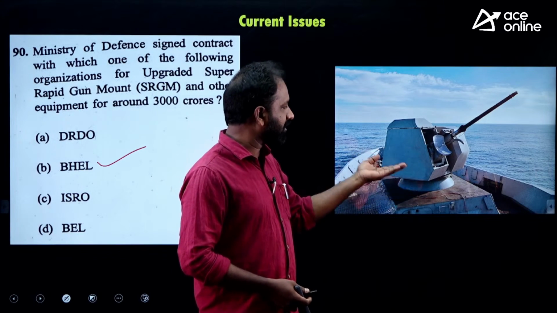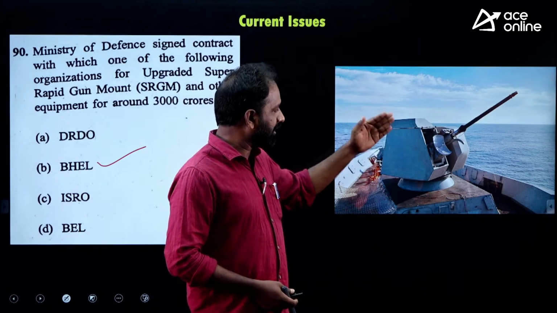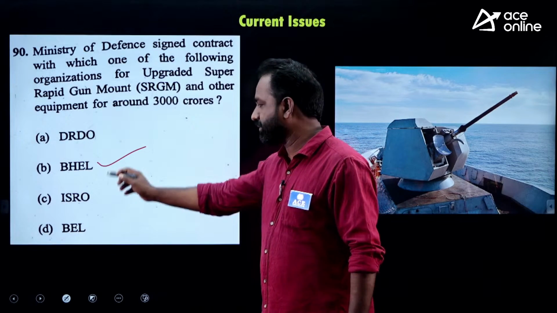So this kind of machines and guns you can use anywhere, and the rate of firing is very, very high. So the answer is BHEL.